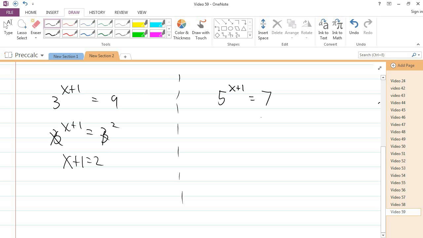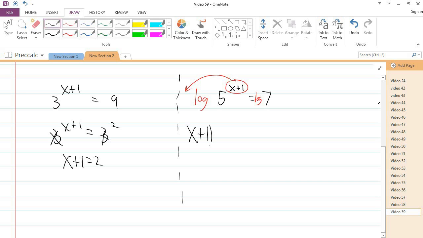What we do is we take a log of each side. Now, it can be common log or natural log. Either one works. But if we have an exponential problem where we can't get the bases to be the same, taking a log of each side turns this into a logarithmic problem, and I can use logarithmic properties like moving the exponent out in front.